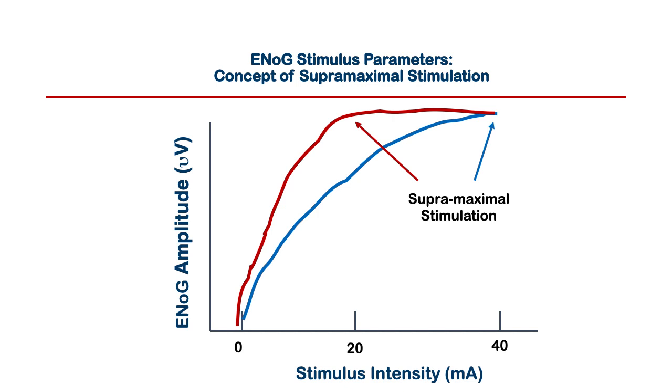How high, how many milliamps should you present an electrical stimulus to a patient when you're doing ENoG? And the right answer is you need to present them at the supramaximal level. You need to present them at the level where higher levels of stimulation will not give you any further increases in amplitude of the ENoG.